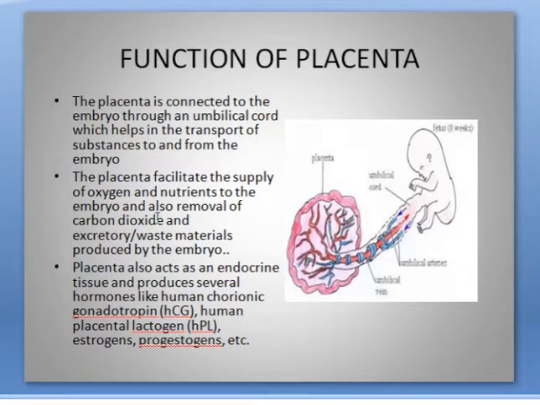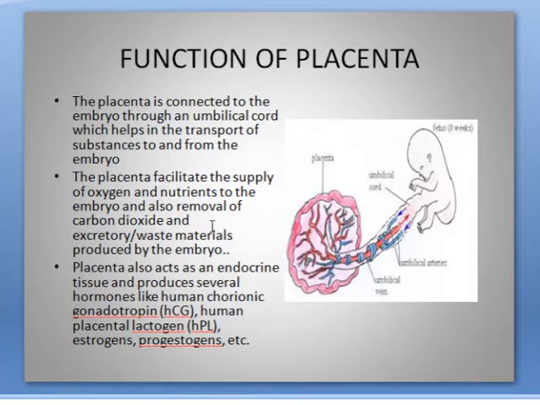Okay, so before we go to the function of the placenta, you can see here the placenta is connected to the fetus by a long cord. This is known as the umbilical cord. So the transport of substances from the placenta to the fetus moves through the umbilical cord. The placenta facilitates the supply of oxygen and nutrients to the embryo, and also removal of carbon dioxide and waste products of the embryo is done by the placenta.